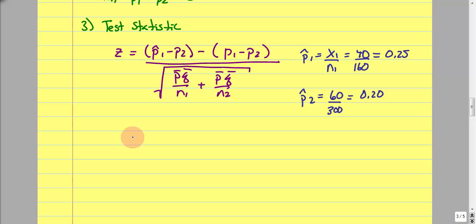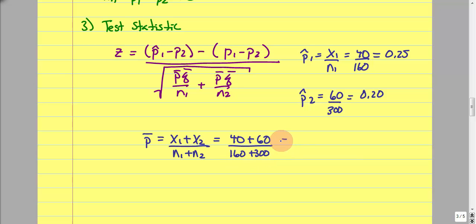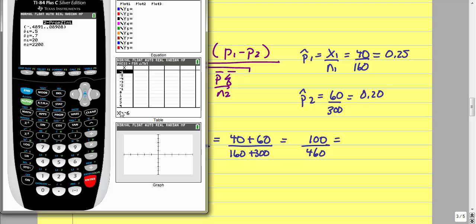Okay, we also need P bar and Q bar. So P bar is going to equal x1 plus x2 over n1 plus n2. So that would be 40 plus 60 over 160 plus 300. 40 plus 60 would be 100, and 160 plus 300 would be 460. Now this one we're probably going to have to round a little bit. Let's pop open our calculator: 100 divided by 460. Let's take this out to 3 places, so 0.217.